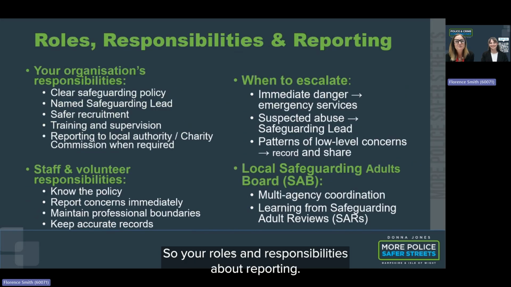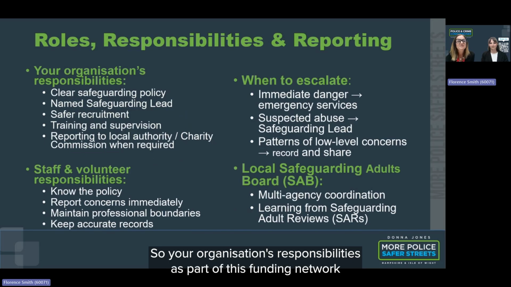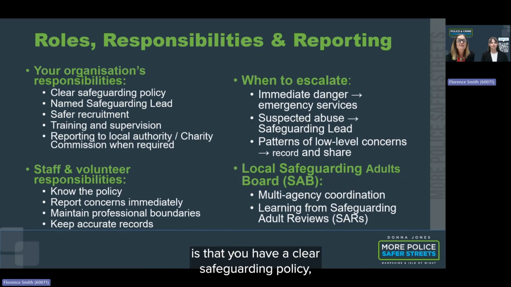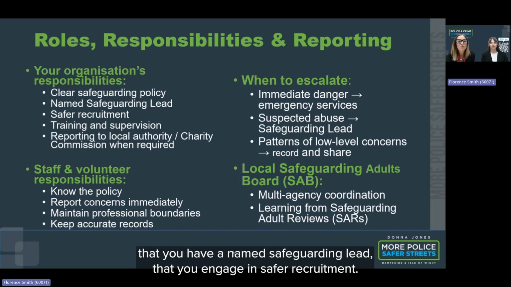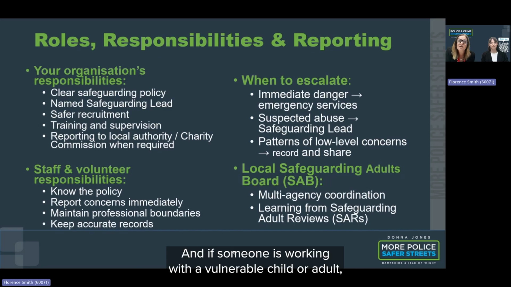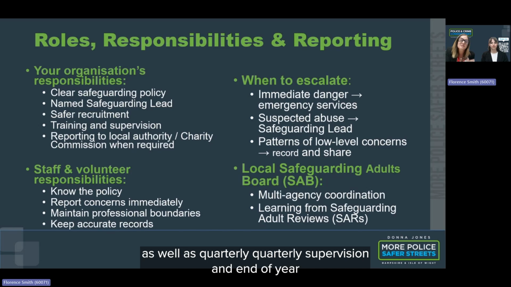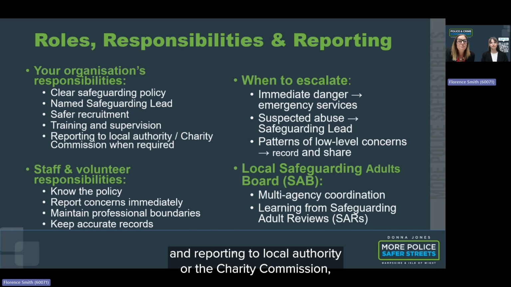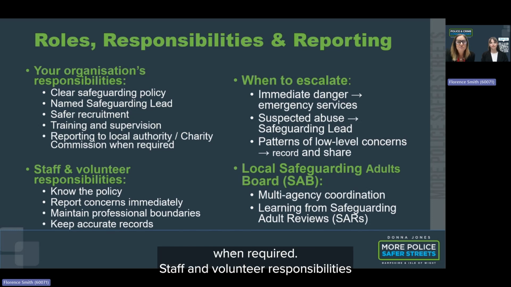So your roles and responsibilities about reporting. Your organisation's responsibilities as part of this funding network are that you have a clear safeguarding policy, that you have a named safeguarding lead, and that you engage in safer recruitment. You have training and supervision where safeguarding questions are asked. If someone is working with a vulnerable child or adult, a safeguarding question is asked in regular supervision, as well as quarterly supervisions and an end of year check to make sure their training is up to date as well. And reporting to the local authority or the Charity Commission when required.